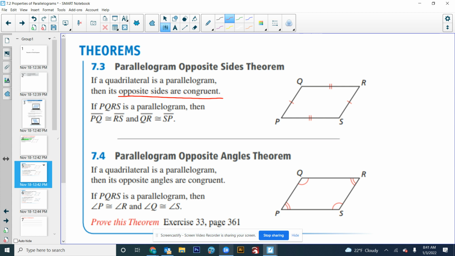The next one is opposite angles are congruent. Remember, opposite means across from, not consecutive, opposite.